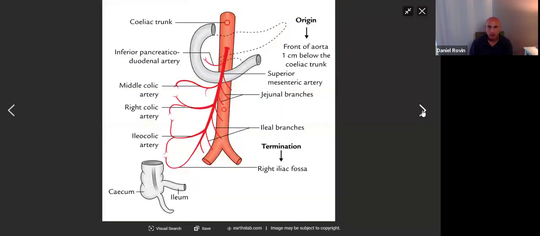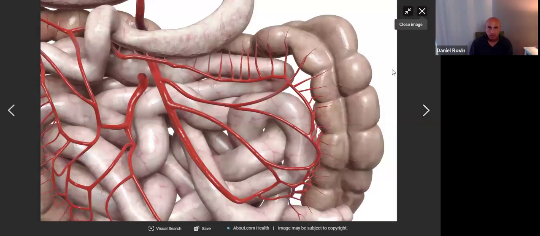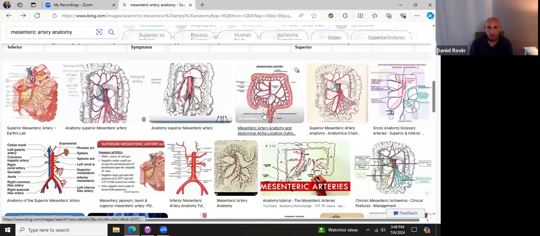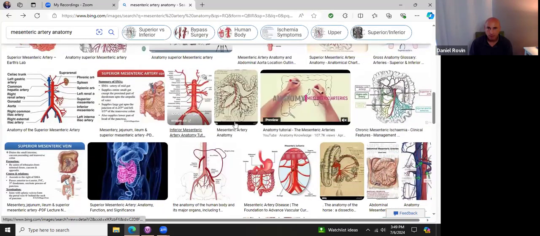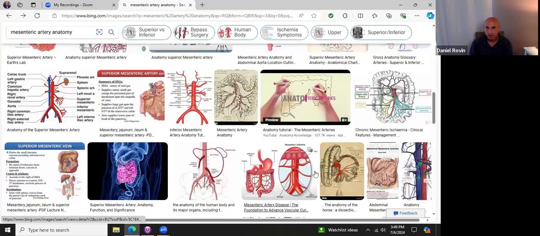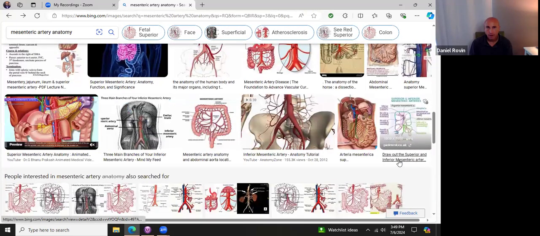Let's see if I can find one with a vertebral column showing the split. Because there's a nice split. None of it so far is showing up there. There's your pelvis.